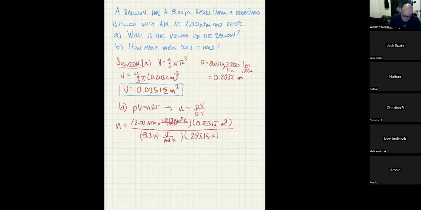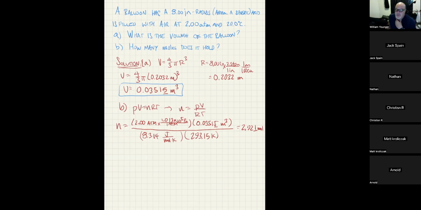Okay. So when I do all this, I'm going to say that 0.035 times 2 times 1.013 e to the fifth. And now I'm going to divide that by, in parentheses, 8.314 times 293.15, close parentheses. And this gives me 2.921 moles. Okay. So that's how many moles you have of this gas.